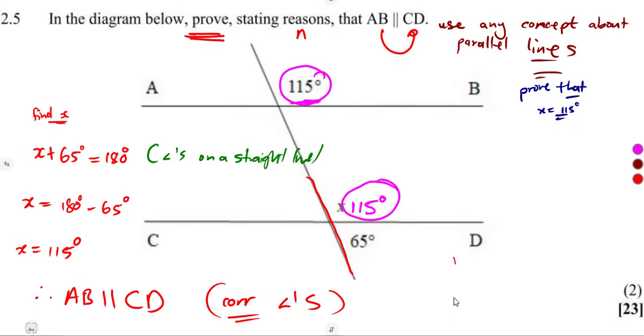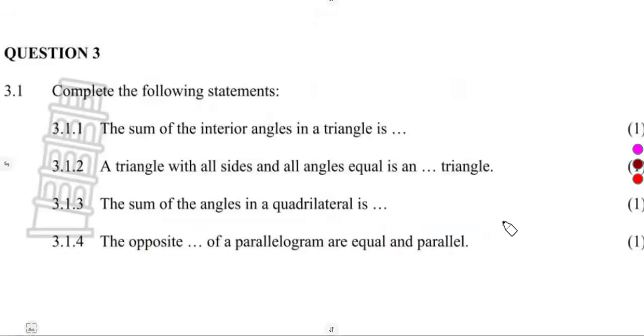Corresponding angles. The ones that form an F. They're equal. So these two, for them to be equal, automatically it tells us that the lines are parallel. It's an automatic answer.